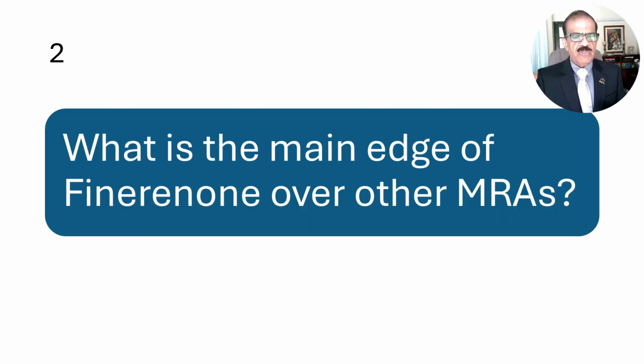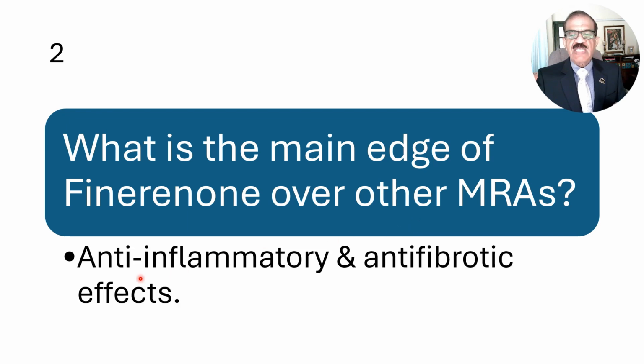Number two question, what is the main edge of Finerenone over other MRAs? In my opinion, the main edge is its anti-inflammatory and anti-fibrotic effects. Others are also antagonists of mineralocorticoid receptors, but this one has a unique anti-inflammatory and anti-fibrotic effect, and that is why it slows down the progression of kidney disease to the next level.